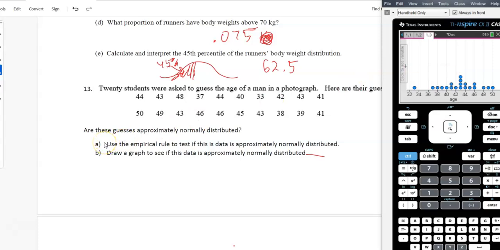Now use the empirical rule to do this. So this is where it might help to be able to look at the data all in order. So I'm going to go back to the page here. Sorry.